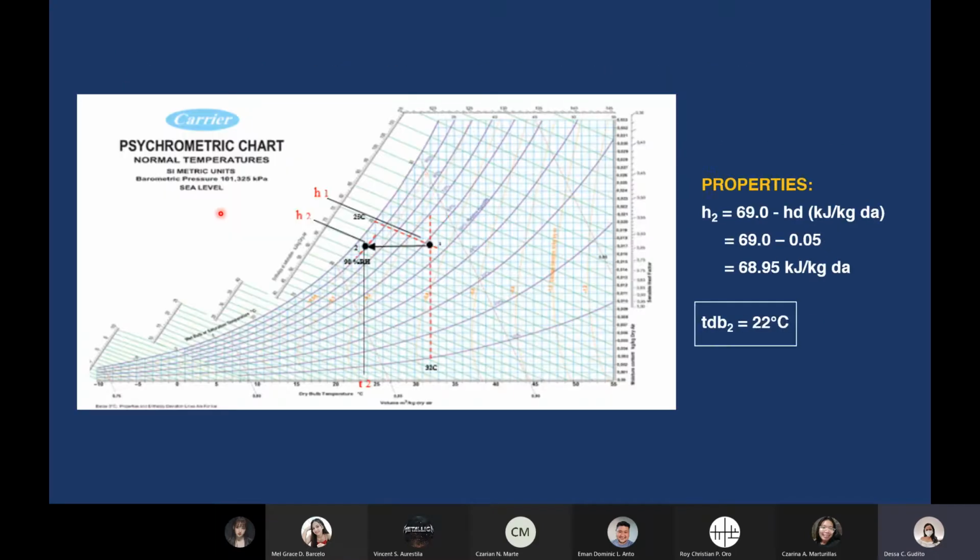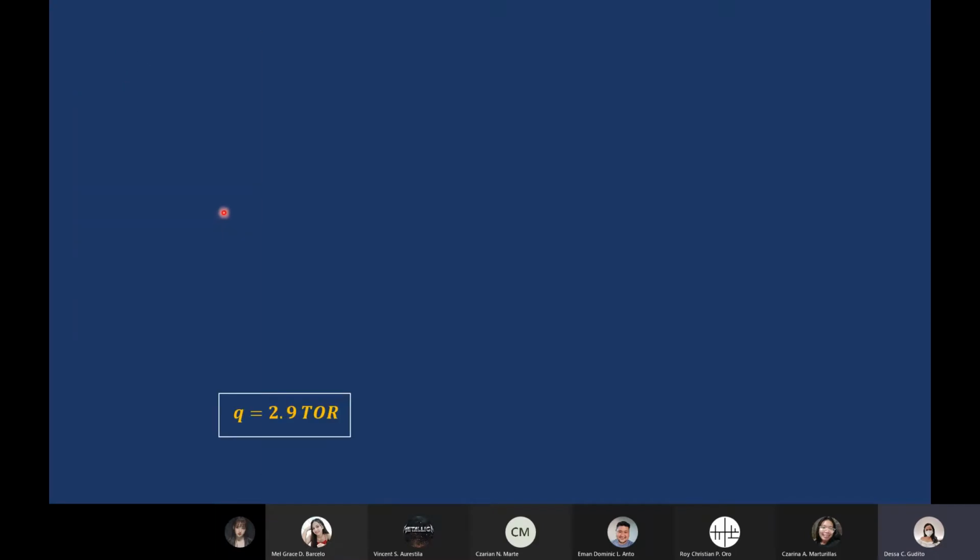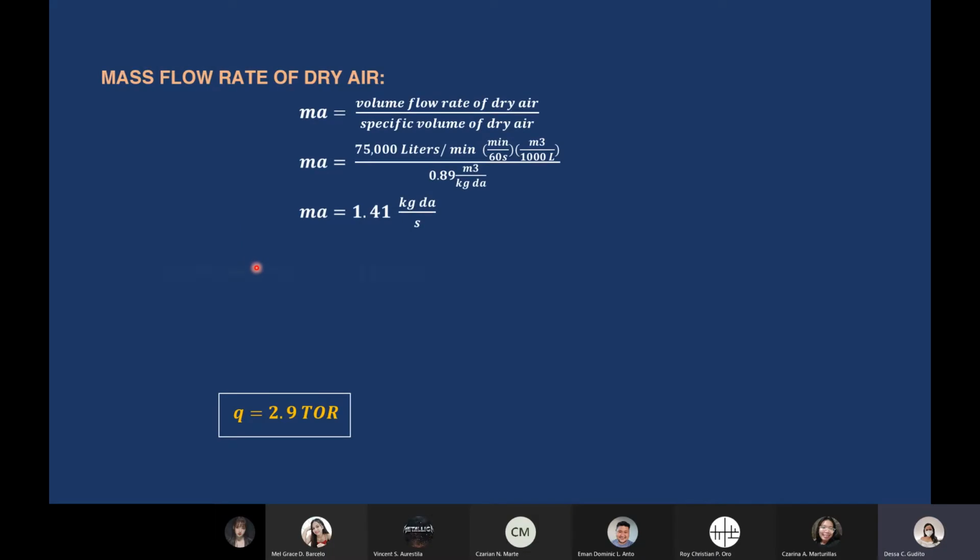So next, what we will find is the tons of refrigeration. For the tons of refrigeration, first we need to find the mass of dry air.